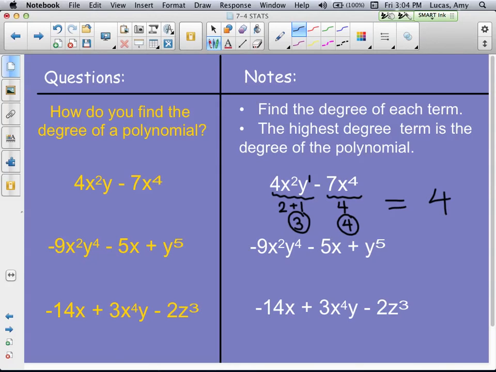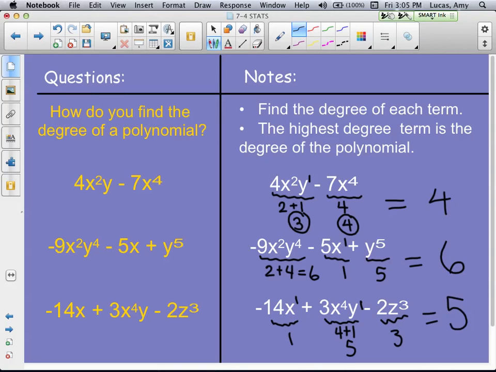Do not add together the degrees from one term to the next. Just keep the highest one. The next example, 2 plus 4 has a degree of 6. Second term has a degree of 1. Third term, a degree of 5. So the highest is 6. And last, the first term has a degree of 1. Second term, I add together 4 plus 1, so the degree is 5. Third term, 3. So the entire thing has a degree of 5 from my highest term.